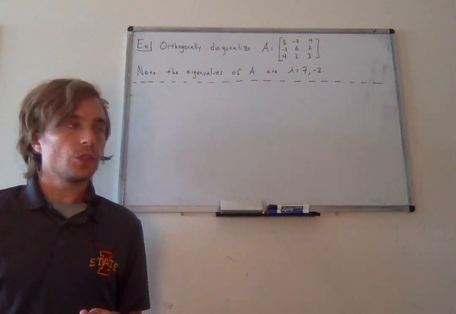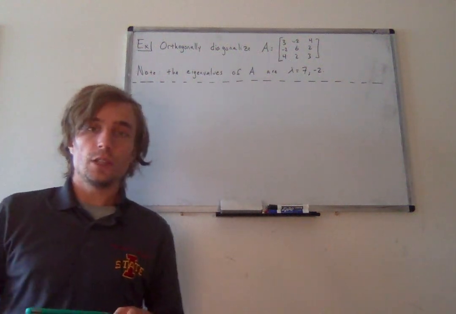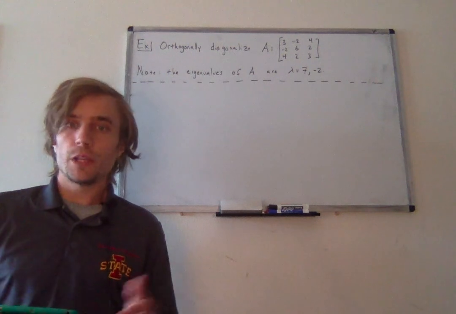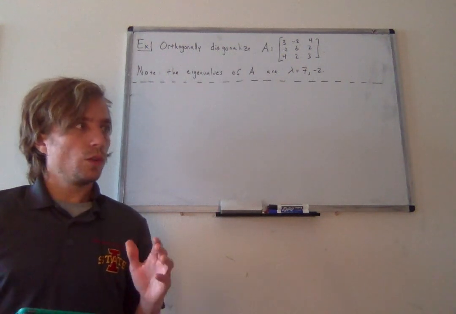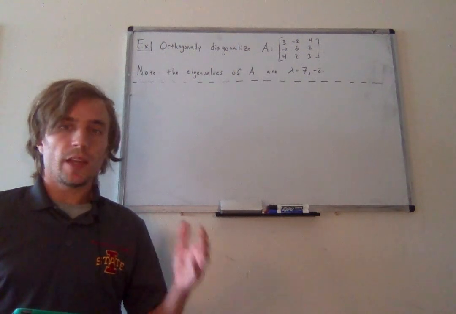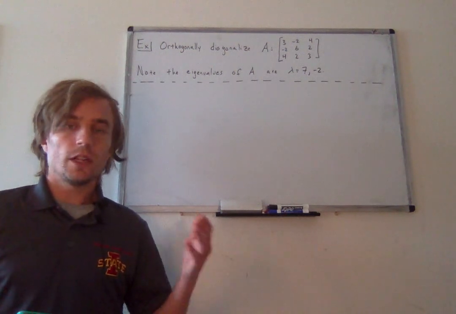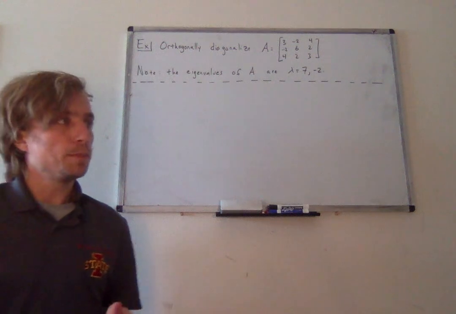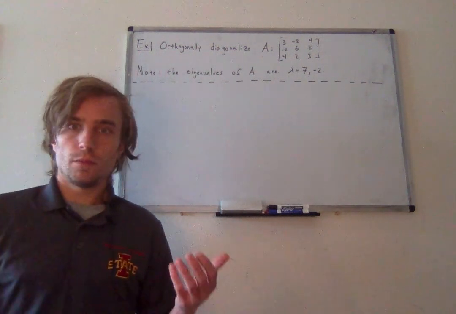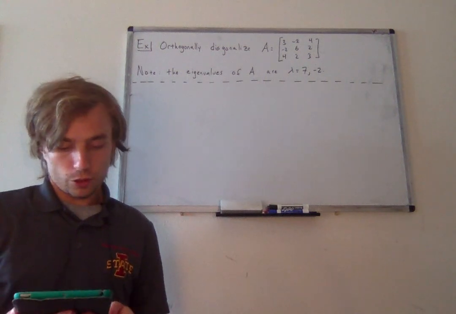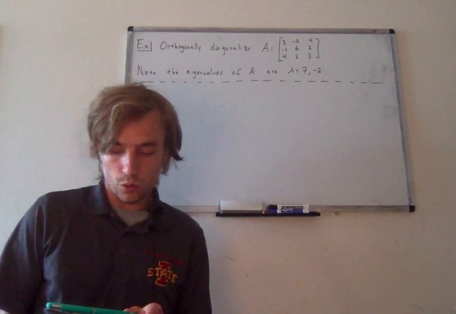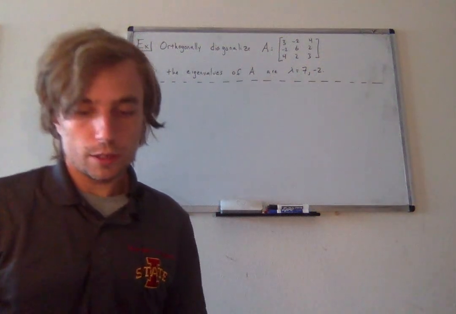All right, hello. So this is video number 2 of section 7.1. And like I mentioned, this will actually be the last video of this section. At the end of last video, I had written theorem 2 on the board, which said that a matrix is orthogonally diagonalizable if and only if it is symmetric.